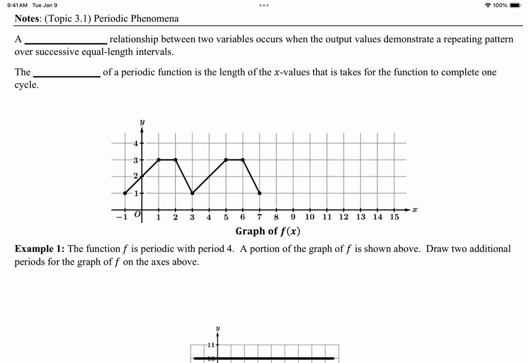Hello. We are going to start Unit 3 today, and we're going to look at periodic relationships, periodic functions. So let's just dive right in and talk about them.